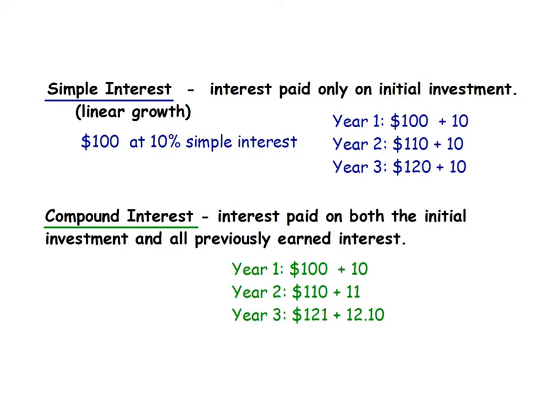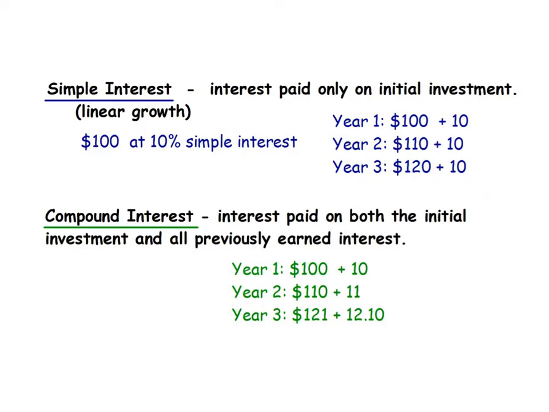All right, two kinds of interest. One is simple interest. Simple interest is interest paid only on the initial investment. And this kind of interest is linear growth. So let's say we're going to use an example of $100 and you're paid 10% simple interest. So at the end of the first year, you have $100 and the bank pays you 10% of that, which is $10, right? So now you have $110. The second year, you have $110, but they're still only going to give you 10% of the original amount. So they're just basically adding $10 each year to your account.